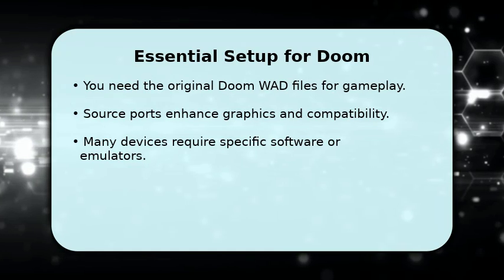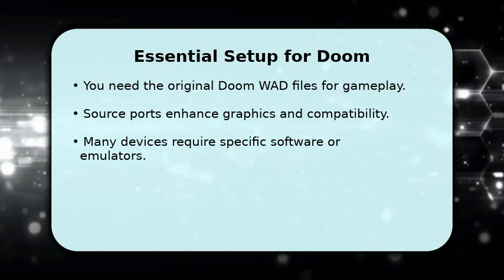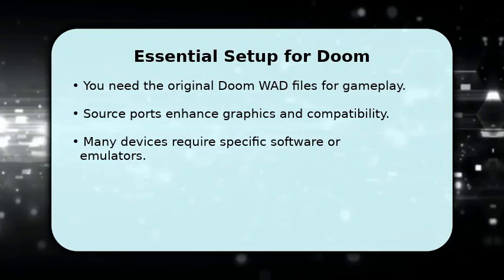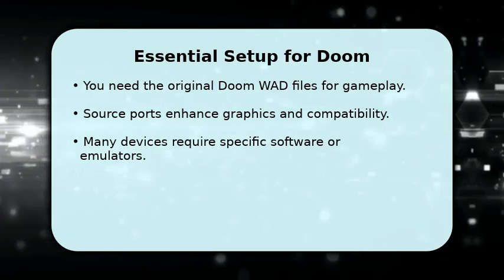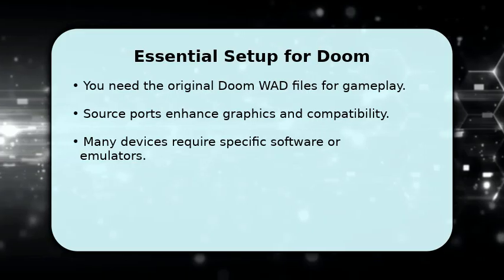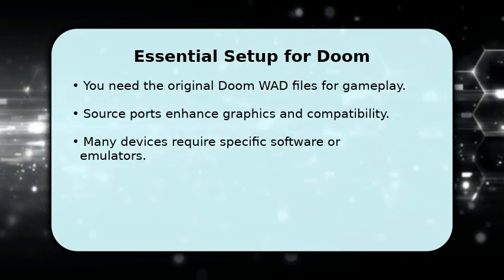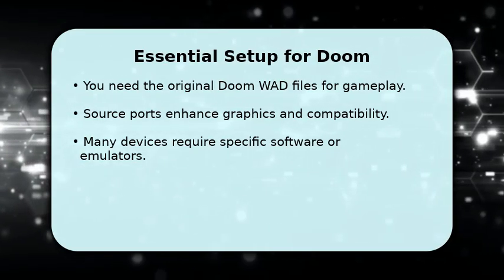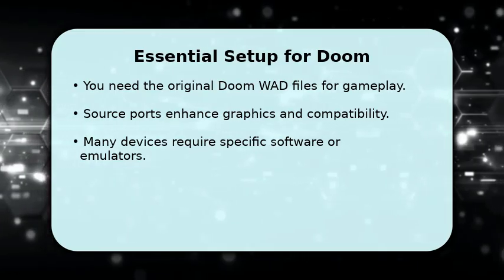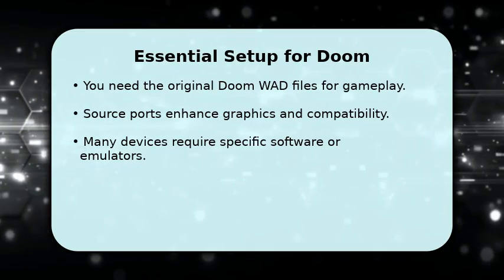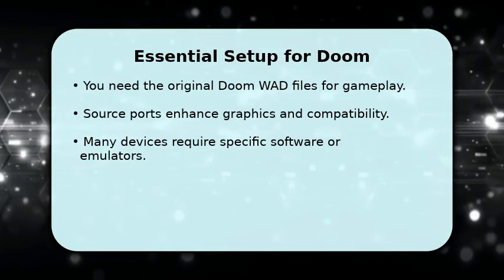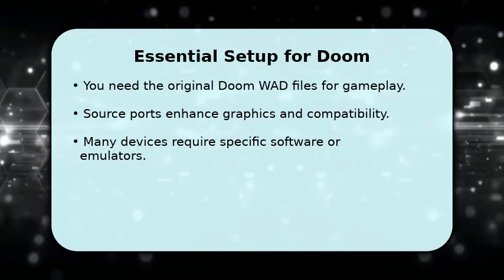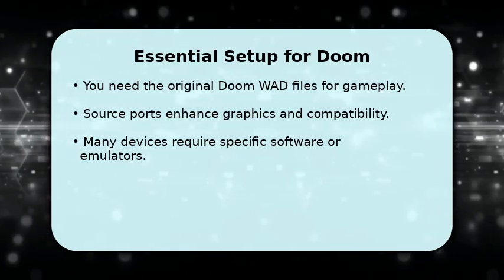To get started, you'll first need the original Doom WAD files, which contain the game's data. These are typically found in the full game. Next, consider using a source port, which is a modified game engine that improves compatibility and adds modern features. Depending on your chosen device, you might also need specific emulators or custom firmware to enable the game to run smoothly. Always ensure you have a reliable internet connection for any necessary downloads.